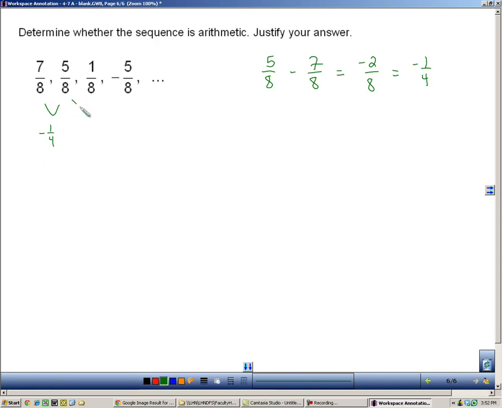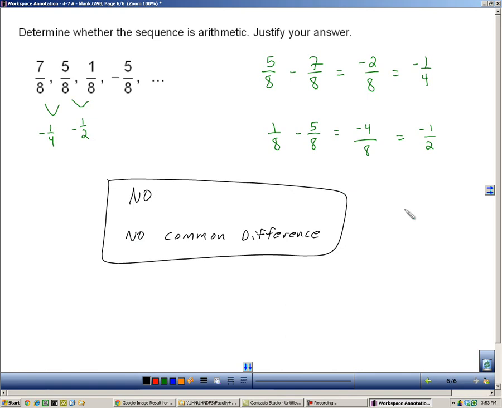Now to go from 5/8 to 1/8, we start with the 1/8, subtract 5/8 from that. 1 minus 5 is -4/8. That reduces to -1/2. You can stop right there, because unless these common differences are all the same, it's not going to work. Well, the first two are different, so we can say no, and the reason why is no common difference.